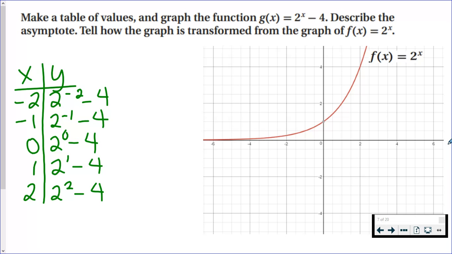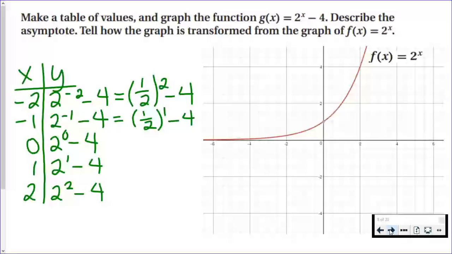If you have 2 raised to the -2 power, what you can do is deal with the negative separately from the 2 in the exponent. What the negative does is it flips the base. So 2 being raised to the exponent actually becomes 1 over 2. That's going to happen in my first 2 lines there. So instead of 2 to the -2, it becomes 1 over 2 to the +2.